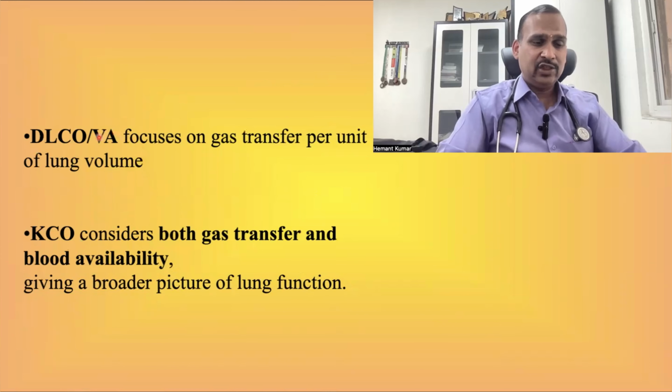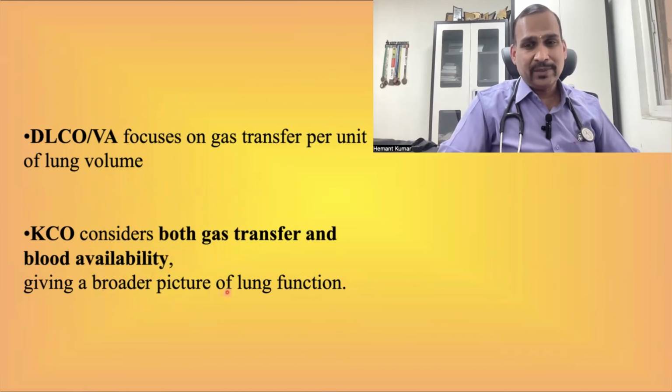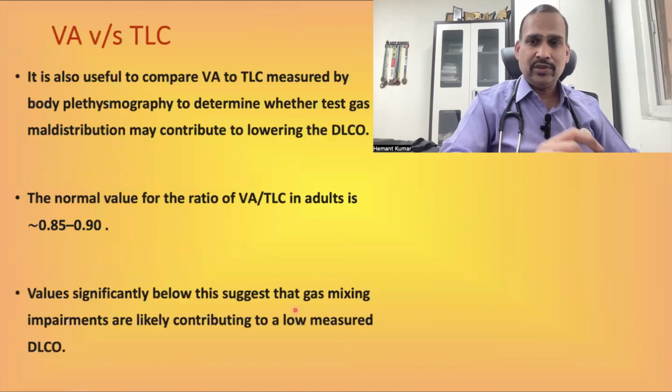That is DLCO upon VA, while KCO considers both gas transfer and blood availability. So the more the blood, the more the KCO, giving a broader picture of lung function. So remember, DLCO by VA and KCO is the difference.